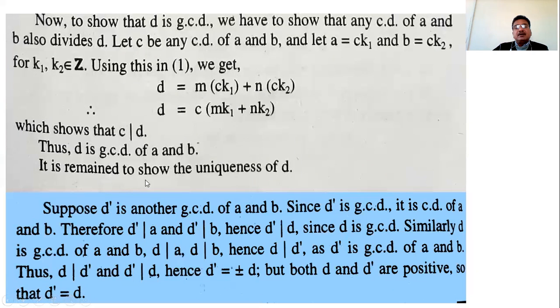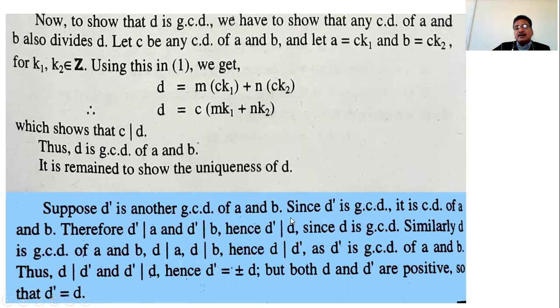Now we have to show the uniqueness of D in this theorem. We assume that there are two greatest common divisors of A and B. So suppose D dash and D are the two greatest common divisors of A and B. And as D dash is a greatest common divisor, it is a common divisor of A and B. That is, D dash divides A as well as D dash divides B.